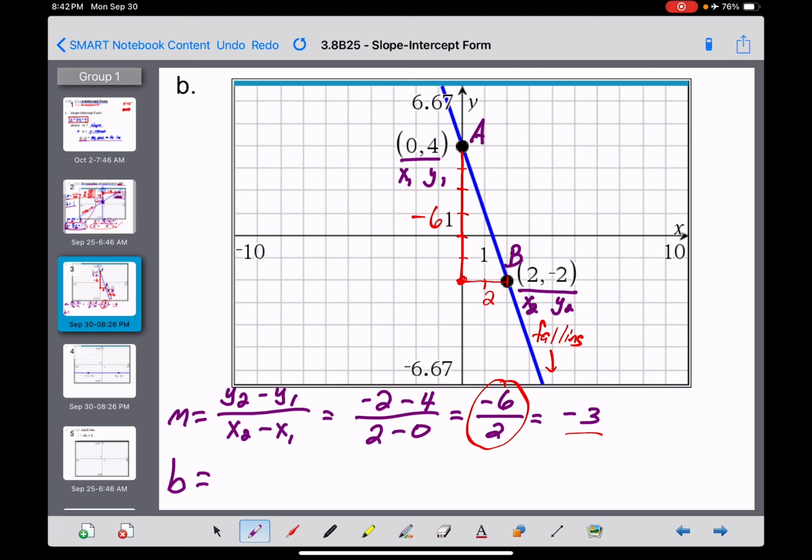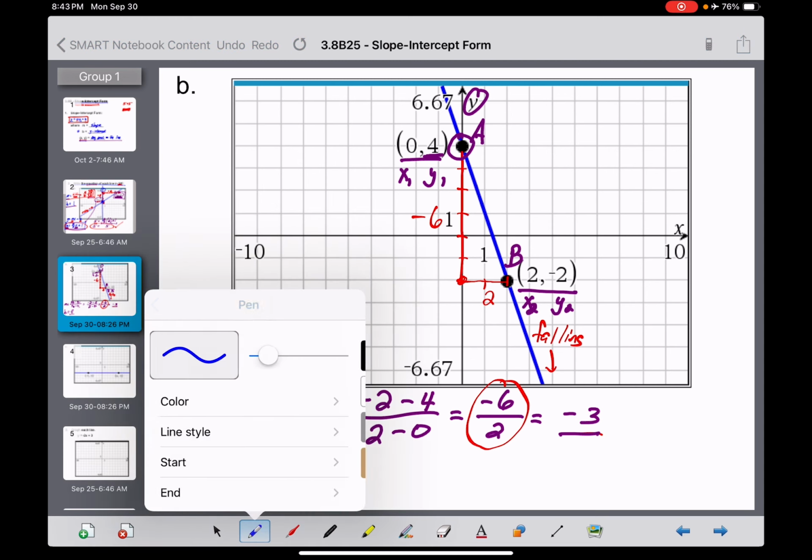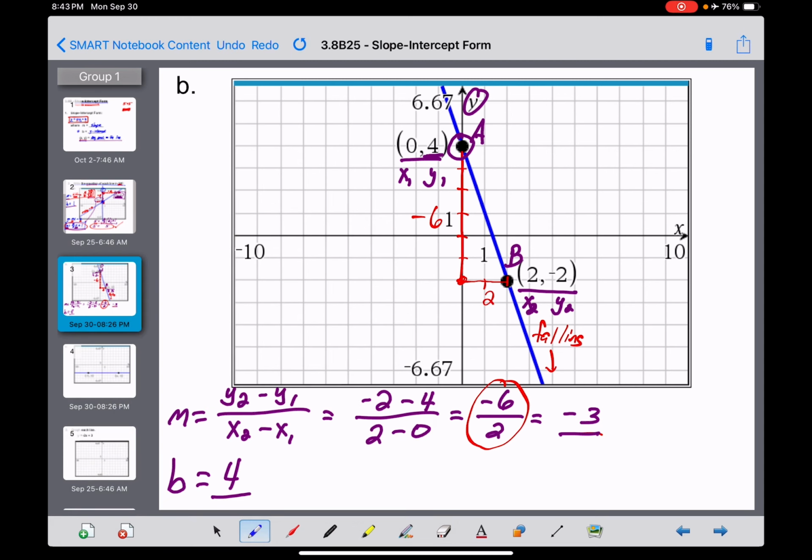Where does this blue line cross the y-axis? Right here at a y value of 4. So we know our slope is -3 and our y-intercept is 4. Let me switch back to blue here. That's what you need to get an equation in slope-intercept form, the slope and the y-intercept.